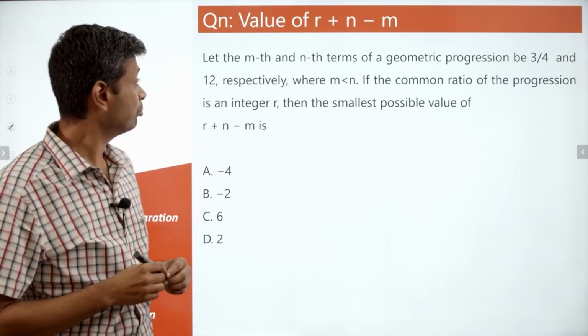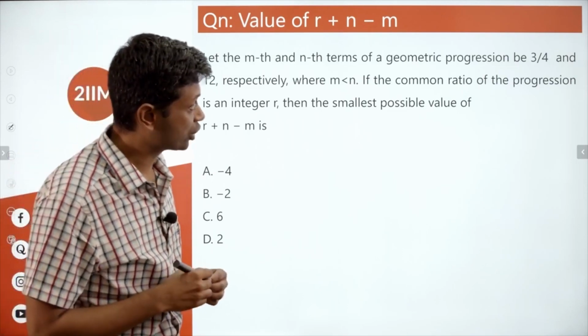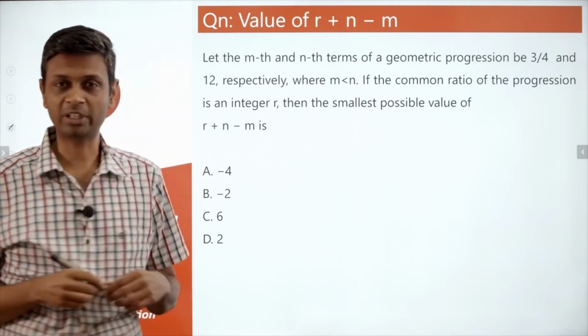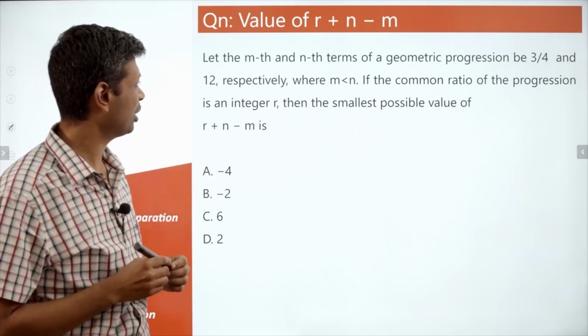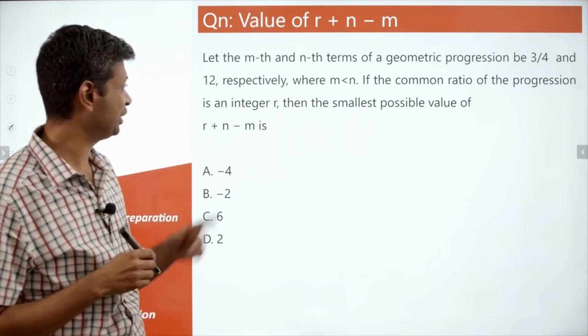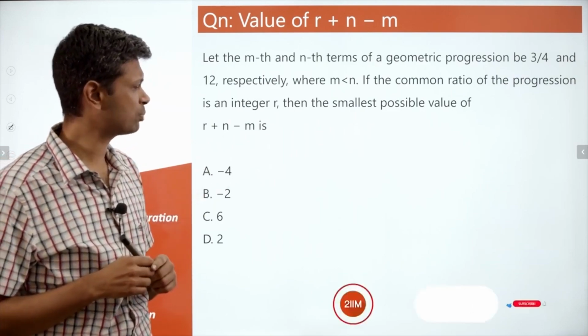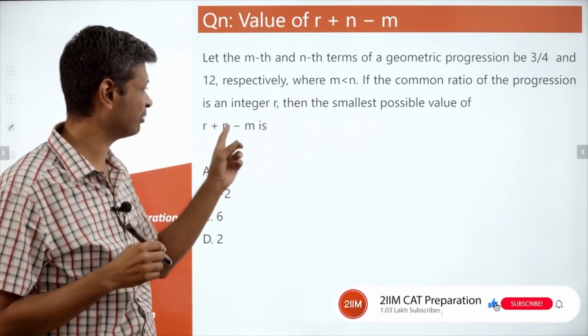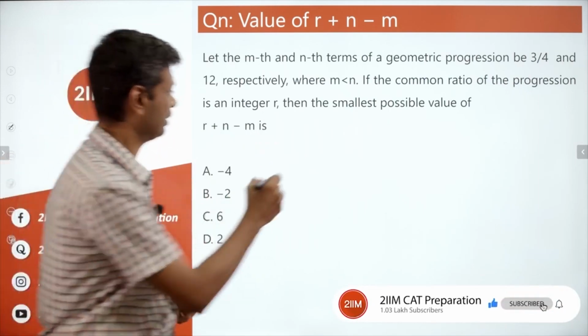Let's do this one. Let the mth and nth terms of a geometric progression be 3 by 4 and 12 respectively, where m is less than n. If the common ratio of the progression is an integer r, then the smallest possible value of r plus n minus m is. Right? So we are having 3 by 4 here.